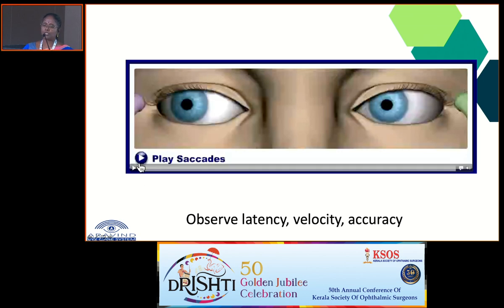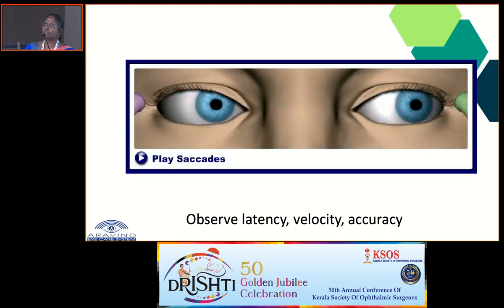As you test the saccades, you have to place two targets 30 to 40 degrees apart. You have to measure horizontally as well as vertically. You have to see the latency, velocity as well as the accuracy, that is, how accurately it stops short of the target.